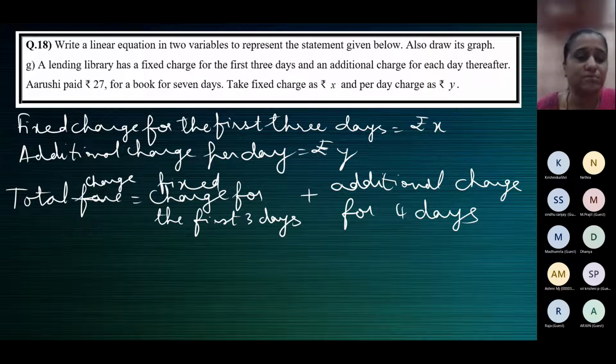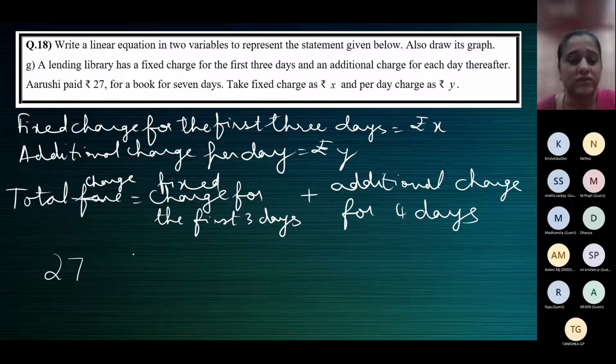So how much has Arushi paid the librarian? 27 rupees. So the total charge is 27. So under total charge, you must write 27, because Arushi has paid the librarian 27 rupees. So under total charge, you should write 27 is equal to the fixed charge for the first 3 days, X, which is given in the question.